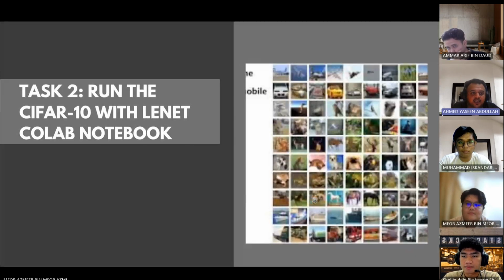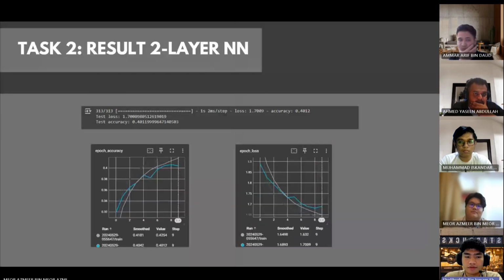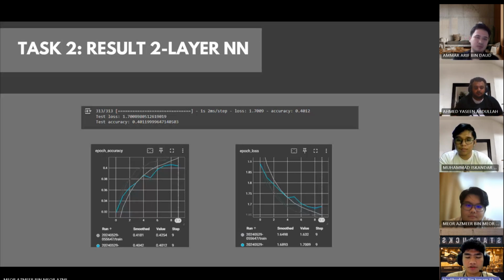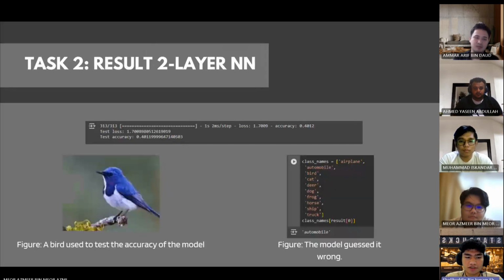My friend will talk about Task 2 now. In Task 2, we have to perform four models. The first one is the result of the two-layer NN. As you can see, the accuracy is lower at 0.4 and the loss is 1.7. This is the output when I upload a photo of a bird. As you can see on the right side, the code guesses the photo is an automobile, which is wrong, because the picture I used is a bird.